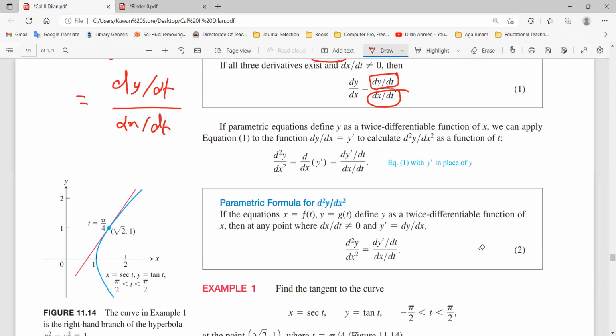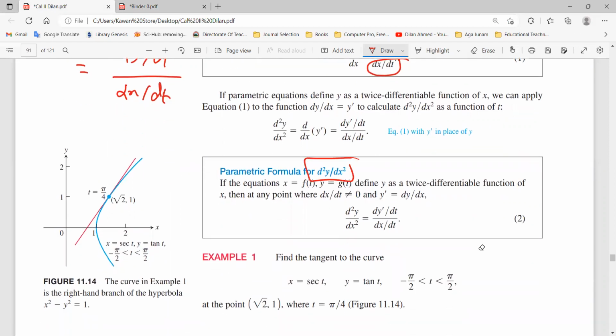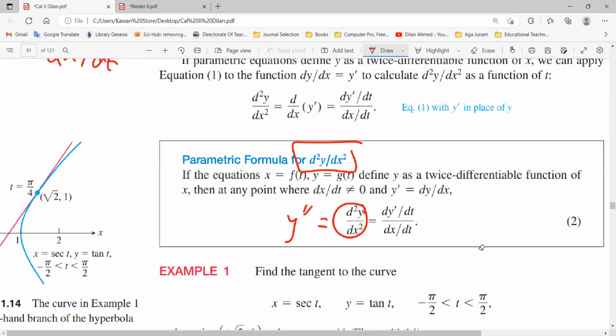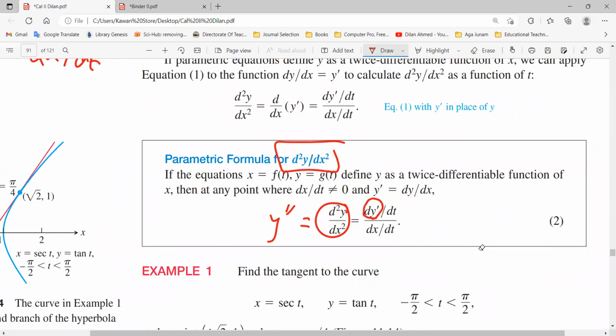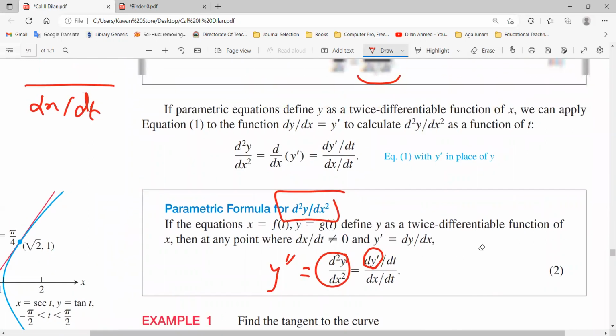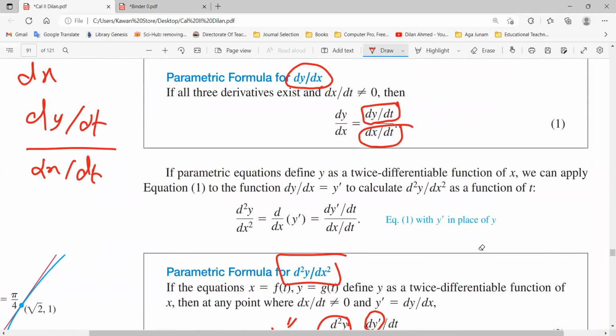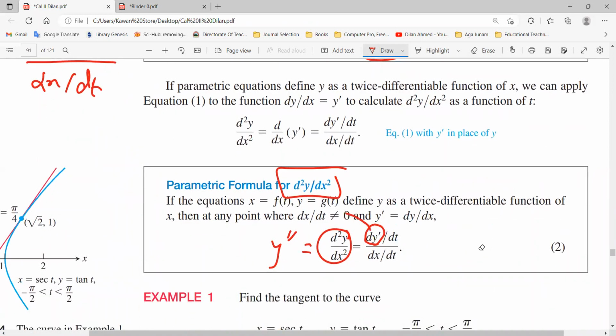Sometimes it's better to replace it and get the result by dx by dy. Look here: this is the second derivative, y double prime. You find the previous one, the result here is y prime, and then put that result in again, and derive it by t over dx by t again. That will make it confusing, but when you apply the example, you will understand what I mean.